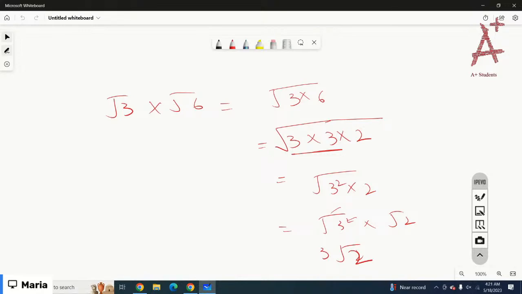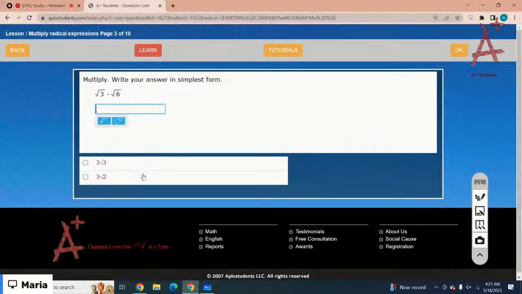Got it? What you have to do, first you have to write them down in the same radical. 3 times 6. You have to factor out 6. The factors of 6 are 3 times 2. You can make a pair of 3 times 3. It would be 3 squared. So the square and square root got cancelled out. So you are left with 3 square root 2. Got it? It would be the second option.